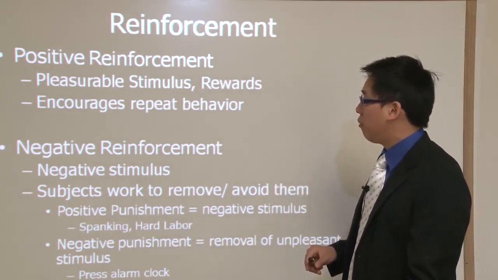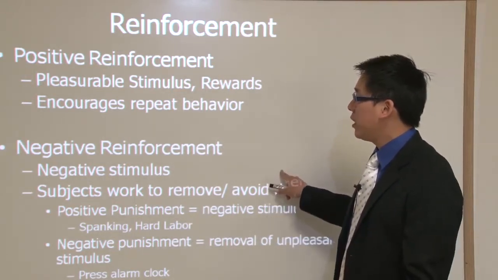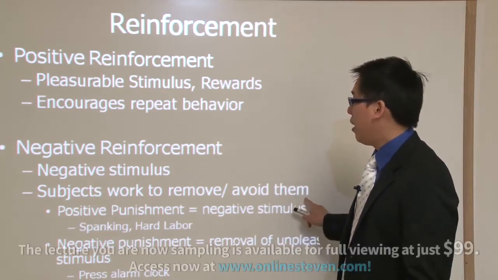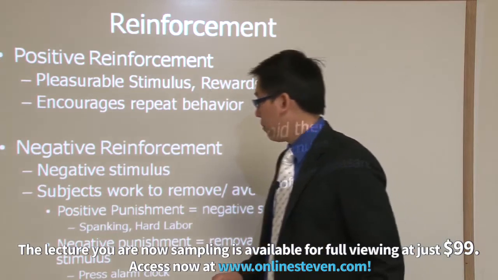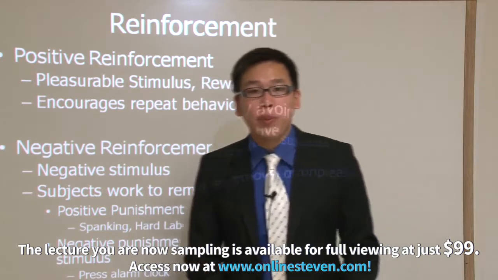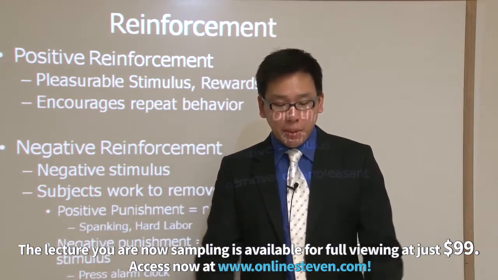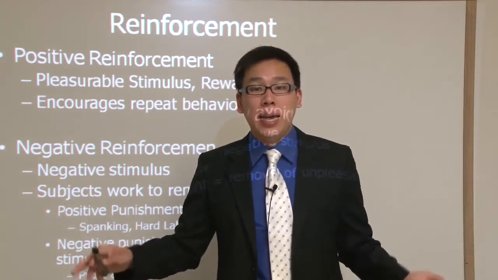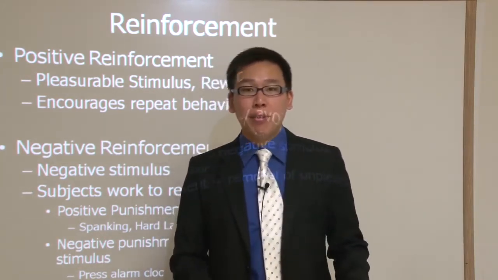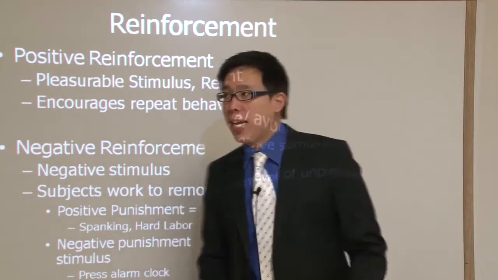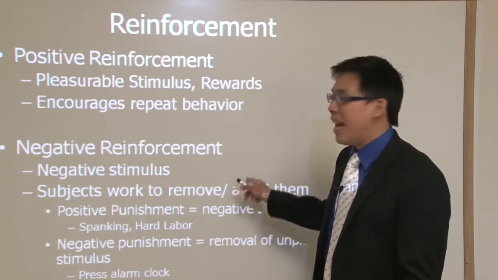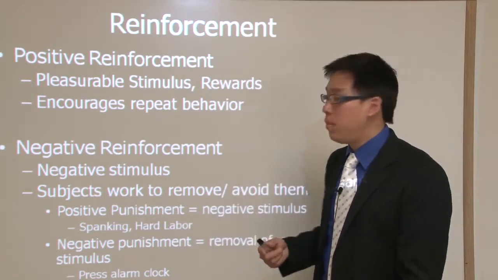Compare that with negative reinforcement. It's when there's a negative stimulus, something that the animal or the person doesn't like, and they have to do something to remove and avoid that stimulus. So for example, in the Skinner box, it could be that the bottom of the cage is electrified, so the animal gets shocked. And that's a negative stimulus. And the animal has to press a lever to turn off the electric shock. So in that case, that's negative reinforcement. There's something bad that you want to take away, and that reinforces the behavior.